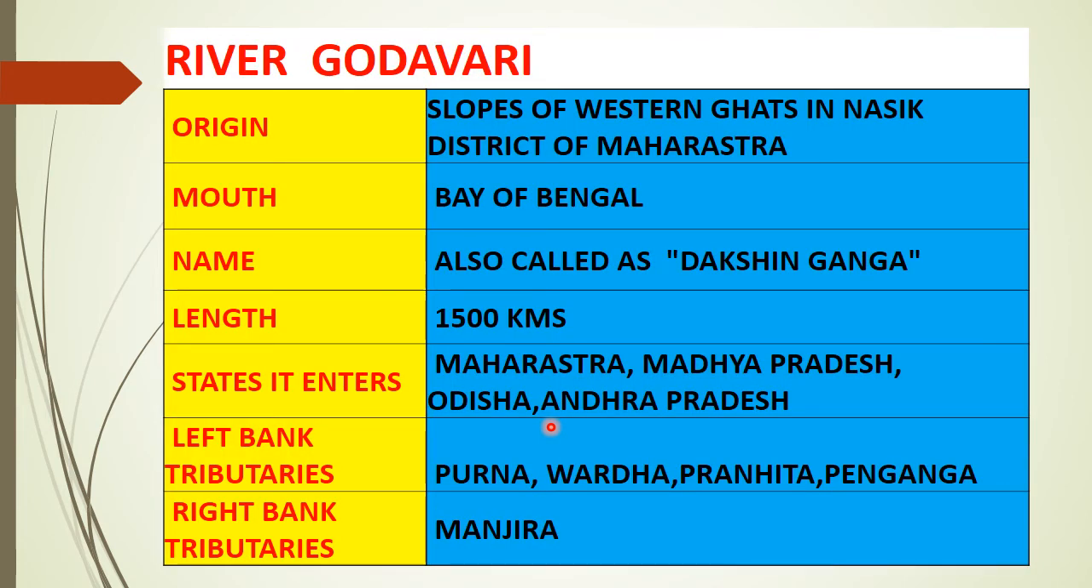Now for River Godavari: origin, slopes of Western Ghats in Nasik district of Maharashtra; mouth, Bay of Bengal. It is also called Dakshin Ganga and is the longest river in the Peninsula Plateau. Length is 1500 kilometers. The states it enters are Maharashtra, Madhya Pradesh, Odisha and Andhra Pradesh. Its left bank tributaries are Purna, Vardha, Pranhita, Penganga and the right bank tributary is Manjira.